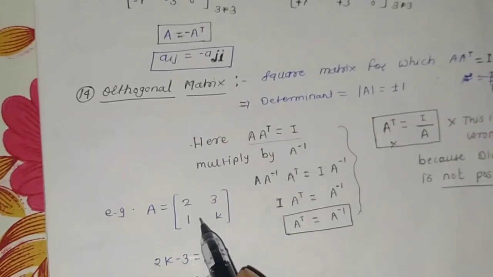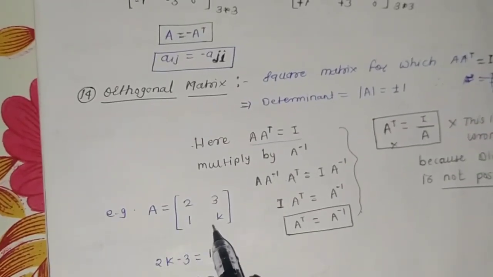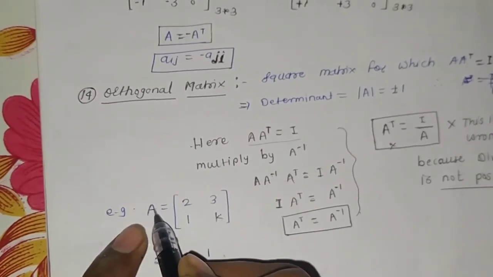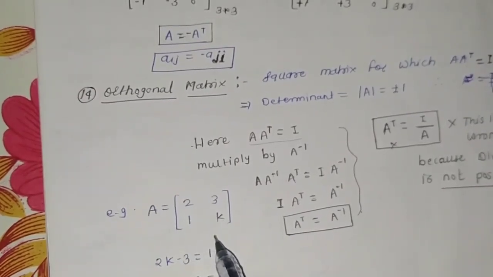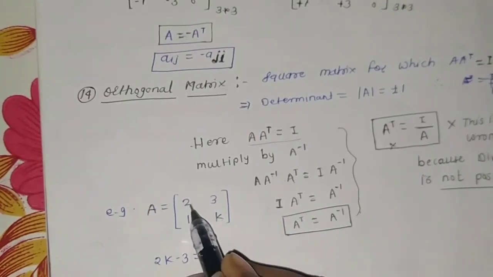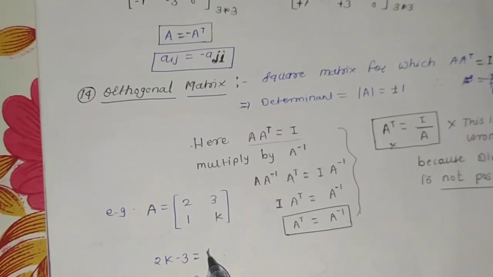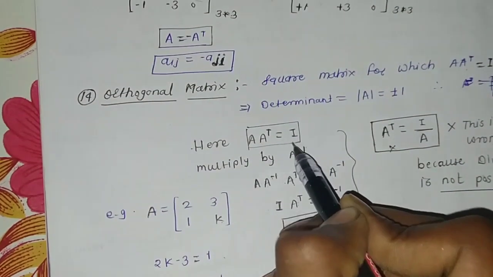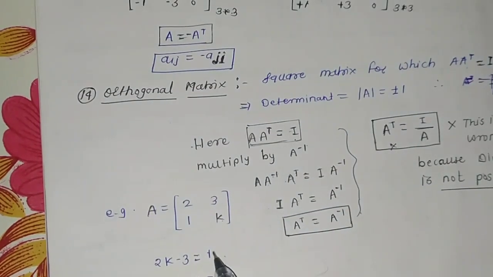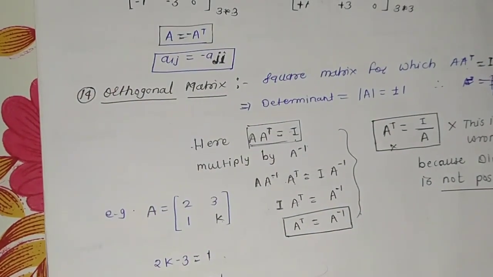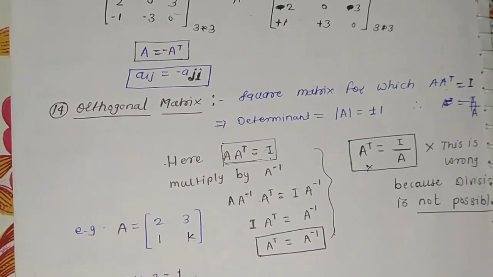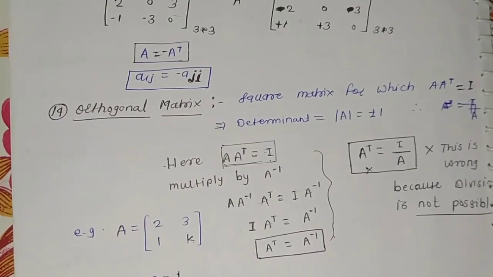Okay, let us take an example here. We have to find out the value of k. If A is an orthogonal matrix, you can directly take the determinant here. So 2k minus 3 is equal to 1. You all know, if this is an orthogonal matrix, then A into A transpose is equal to I, so similarly you can take 1 here. So 2k minus 3 is equal to 1. Therefore 2k is equal to 1 plus 3, that is 4. So k is equal to 2.